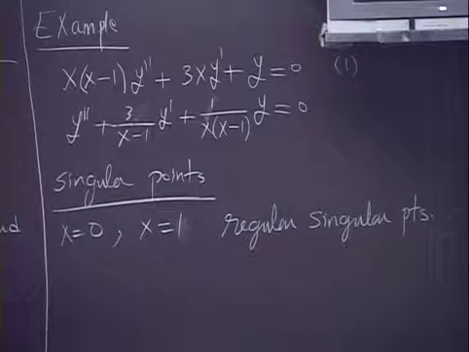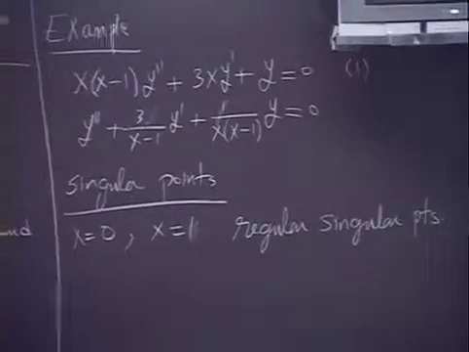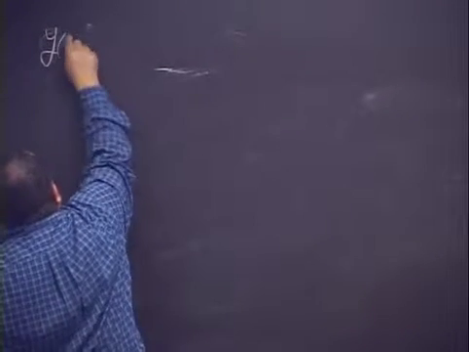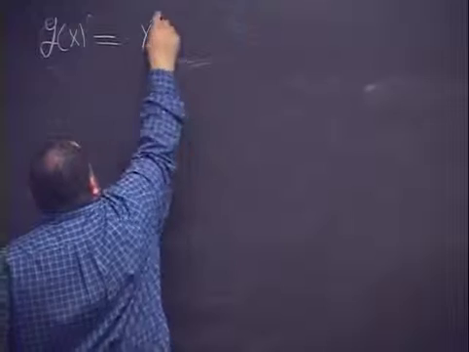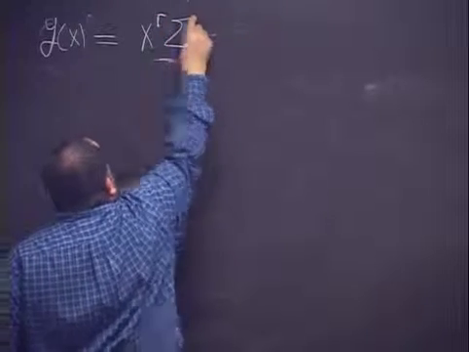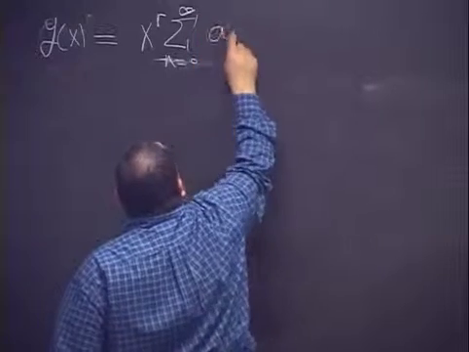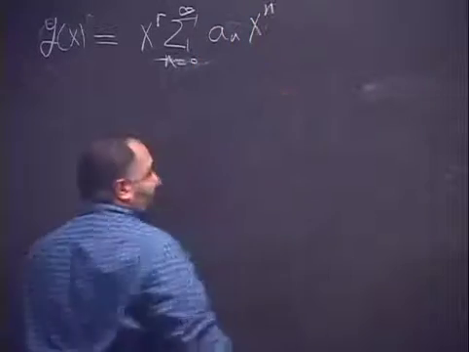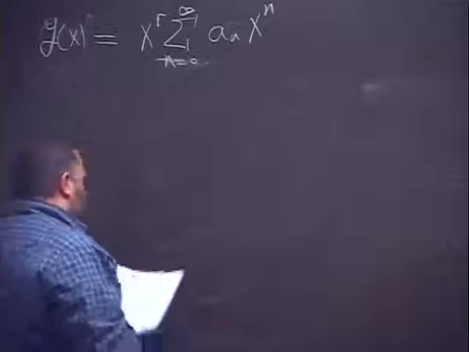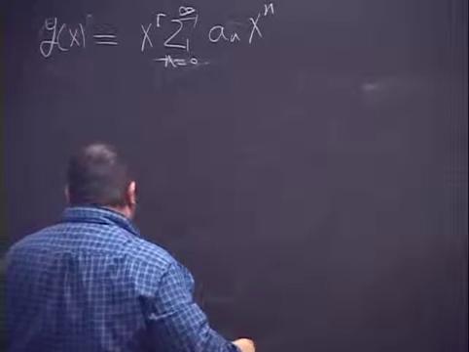So how will we solve this? The steps that we discussed last time on how to solve this equation: we first assume that y of x is x to the power of r, summation from n equals 0 to infinity, a_n x to the power of n. Then we will substitute in the differential equation, equation number 1.